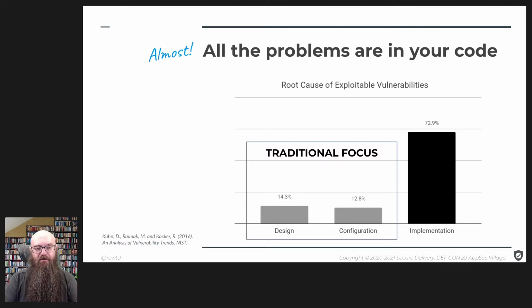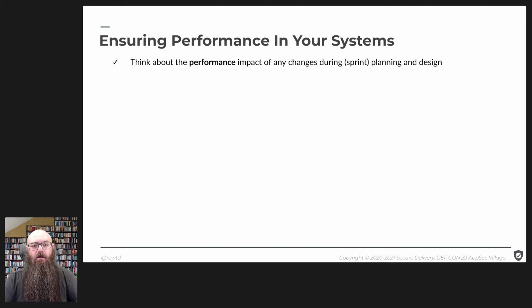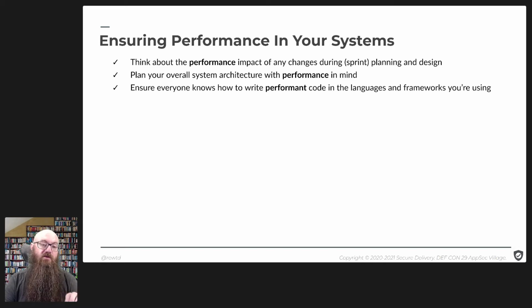So what are the activities that have positive effects on quality generally? Well, let's go through the ways that you would ensure performance in your systems first, as it's more familiar, and then we'll take it from there to security. Firstly, we'll think about the performance impact any change might have while we're planning for it, right? During sprint planning. We'll plan our overall system architecture around it being performant. We'll make sure that it is performant. We'll ensure that everyone on the team knows how to write performant code, using the languages and the frameworks that need to happen.